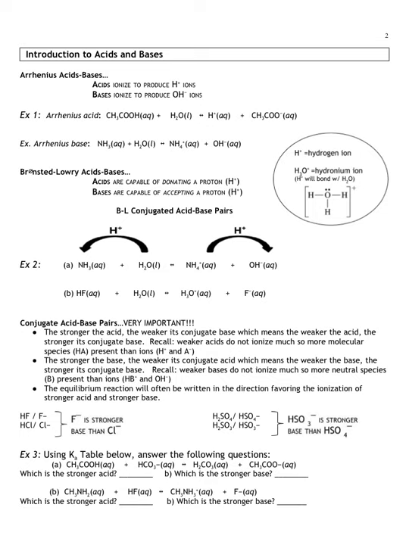Let's go ahead and define acids and bases based on two models. One is the Arrhenius model and the other one is the Bronsted-Lowry model. In the Arrhenius model, an acid is one that ionizes to produce hydrogen ions. The Arrhenius base is one that ionizes to produce hydroxide ions. Here we have an example of an Arrhenius acid, acetic acid. When it's in water, it is going to be in equilibrium and it ionizes into acetate and hydrogen ion.